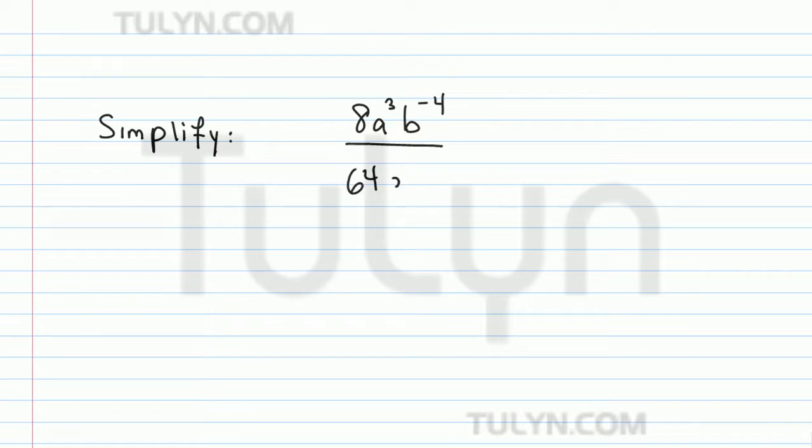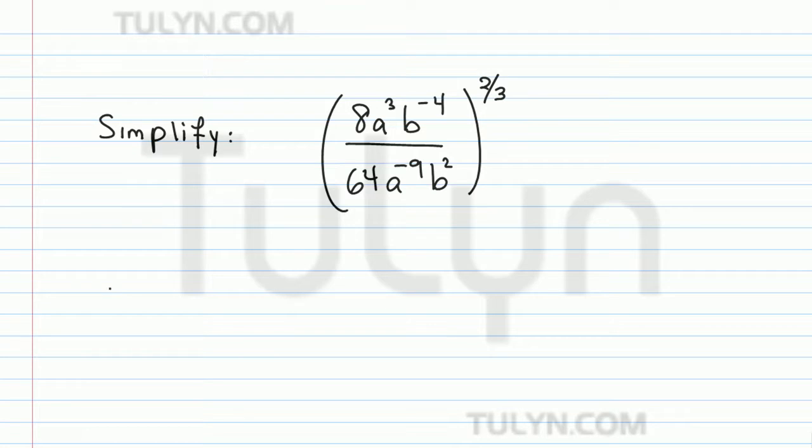So say you have to simplify something really complicated. If I give you 8a cubed b to the minus 4 over 64 a to the minus 9 times b squared, and I wanted you to take that all to the 2/3 power. Now, don't fret, we'll take this step by step.